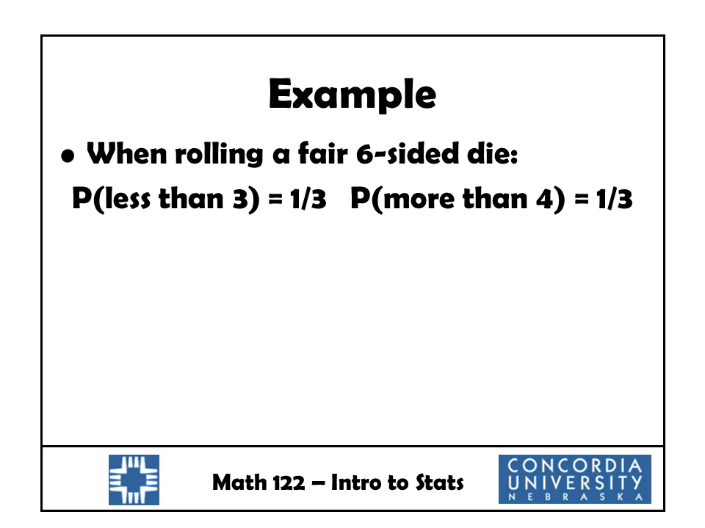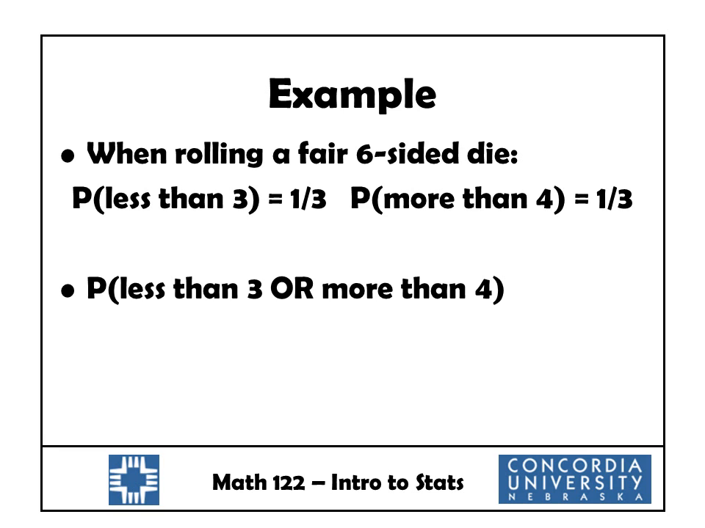So let's look at one very simple example of using this formula to calculate the probability that one event or a second event occurs when they're disjoint. When we roll a fair six-sided die, the probability that we get a number less than 3 is equal to 1/3, and the probability that we get more than a 4 is also equal to 1/3. Well, getting less than a 3 and more than a 4, those are two different events. They are disjoint because it's impossible to get less than a 3 and more than a 4 at the same time.